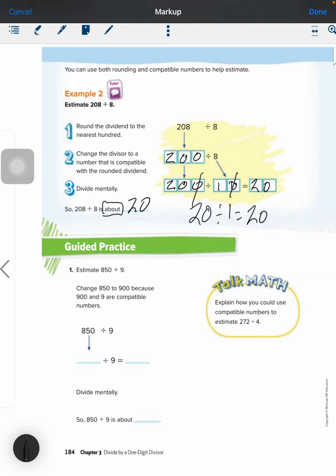All right, guided practice. We're going to estimate 850 divided by 9. Now together, these numbers are not very nice. So we're going to estimate 850 and turn it into 900 because that's what it rounds up to. Now you can either do rounding or you can do compatible numbers. Here they're saying compatible numbers. 900 is more compatible with 9 because we know 900 divided by 9, which is 9 divided by 9 is 1. Bring over the 2 zeros. That's our mental division. So 850 divided by 9 is about 100.